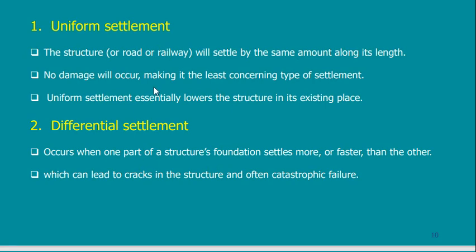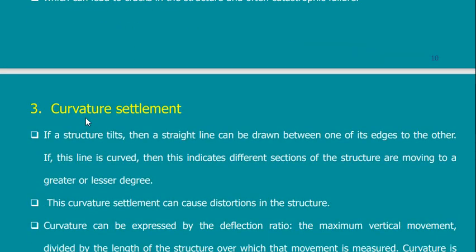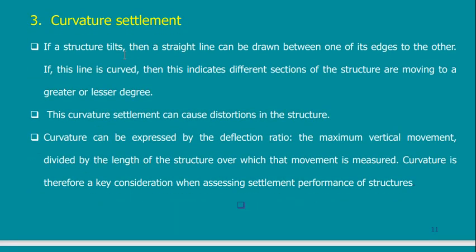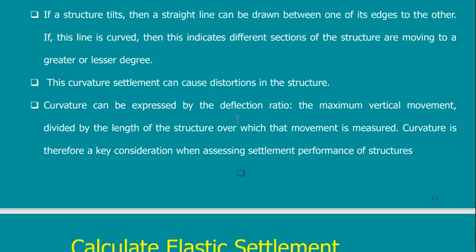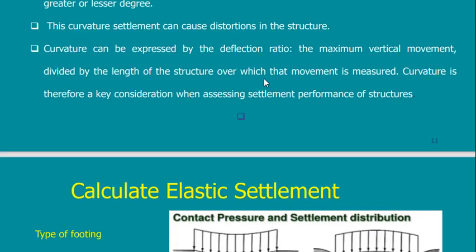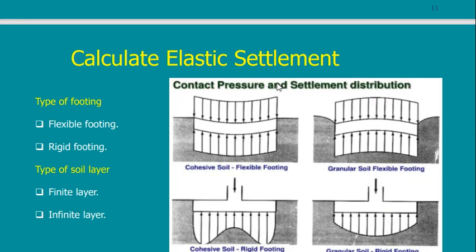Here's what we just said. What is the difference between uniform settlement, differential settlement, and curvature settlement? This is a combination of many types of settlement because of different types of settlement in one building. So this building will be affected and it may be destroyed because of this settlement.